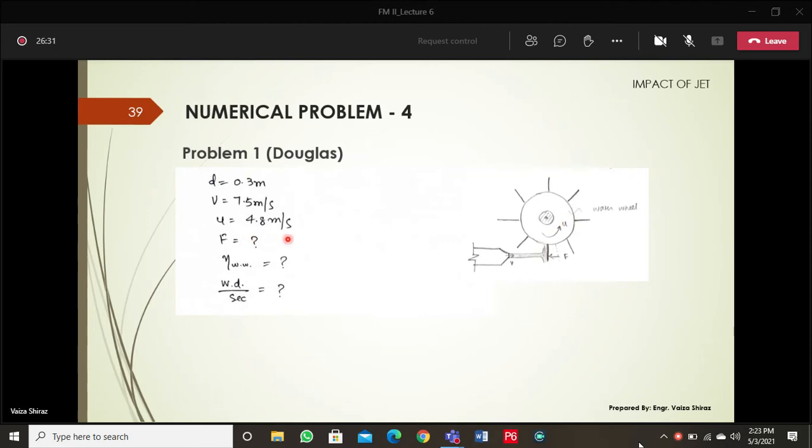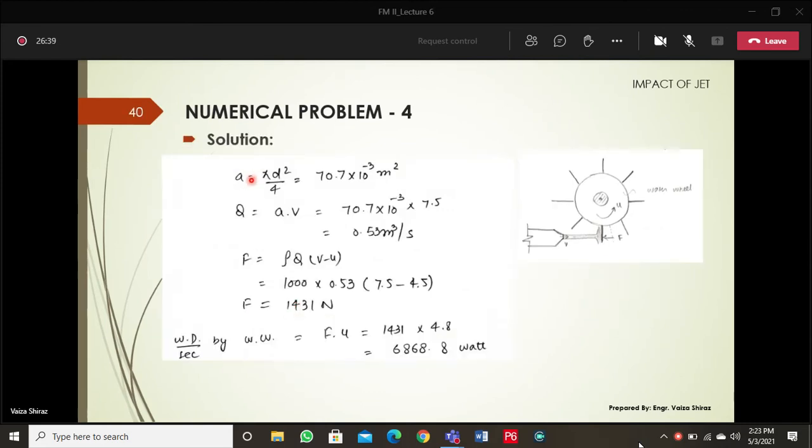You have to find out the force of the jet, the efficiency of the water wheel, and the work done per second. Find out the area from the given diameter by pi d square by 4, and the discharge is A into V.